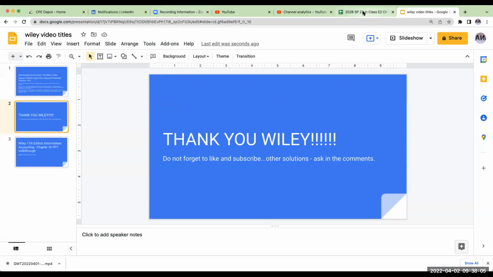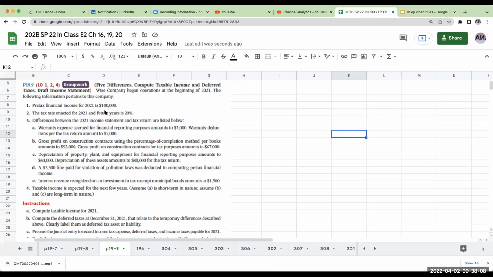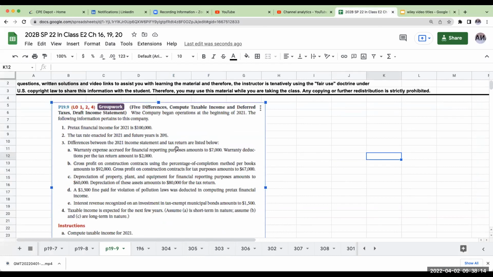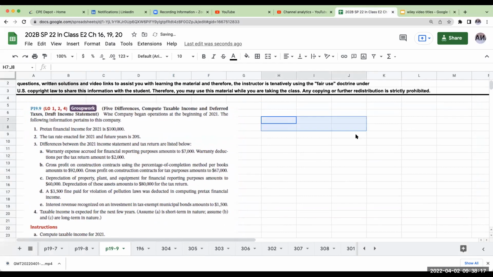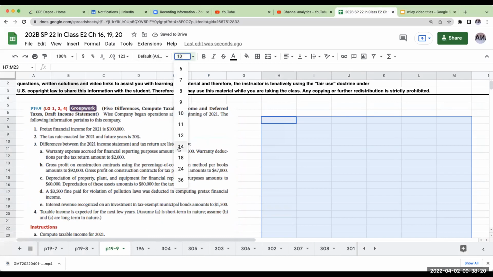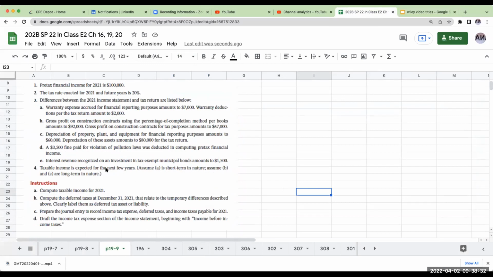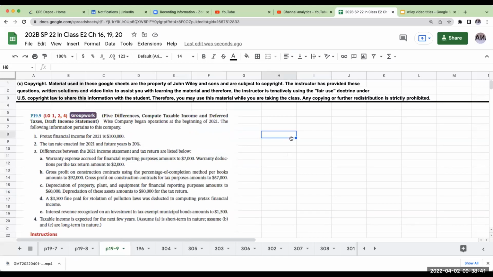Okay, let's go ahead and get over to the problem. So we've got problem 19.9. We're dealing with our deferred income taxes, which is always fun. But let's go ahead and start over here. For this particular question, we've got our pre-tax financial income, our tax rate, and some differences here. Then taxable income is expected to be as expected for the next few years. A is short-term in nature, and B and C are long-term in nature. But as we know, all deferred taxes are not current. So let's go ahead and get to it.